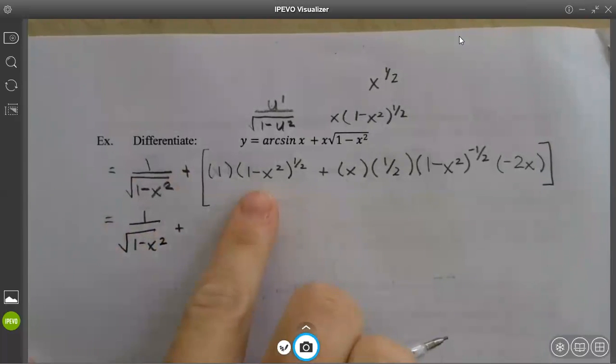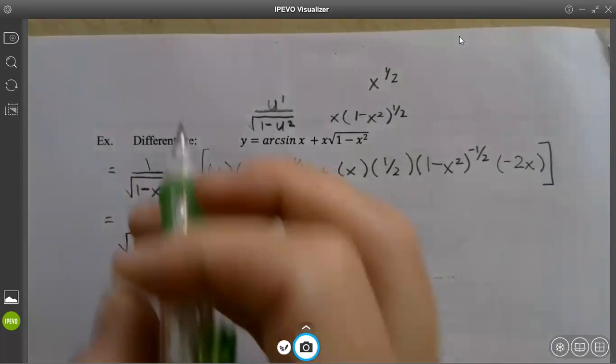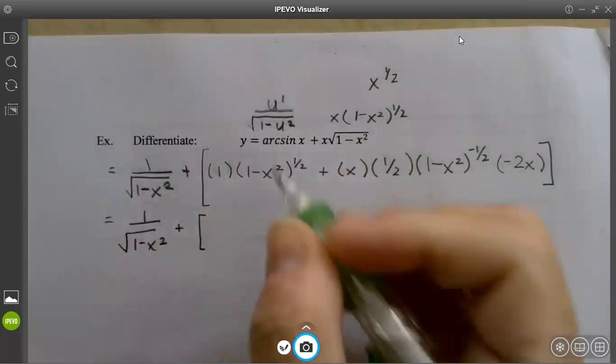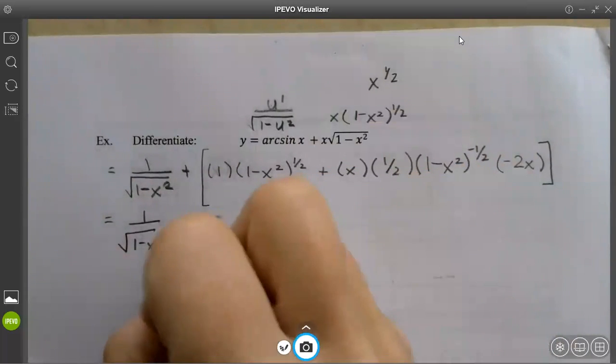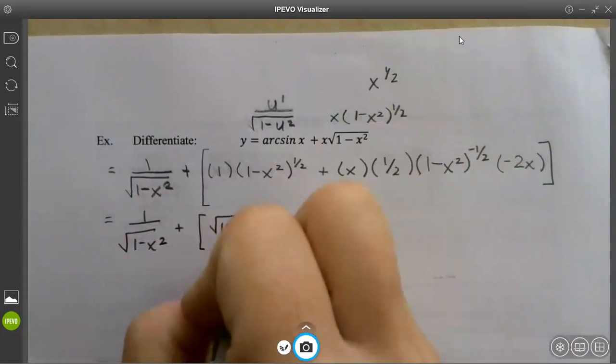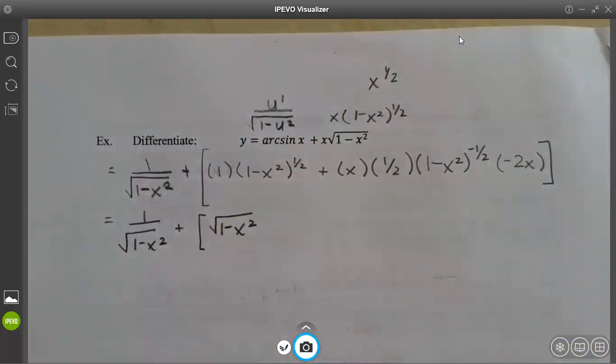How does this one fix? Just turns into what? You can do the 1/2, or you can just go ahead and do 1 minus x squared. I don't care. It's up to you.